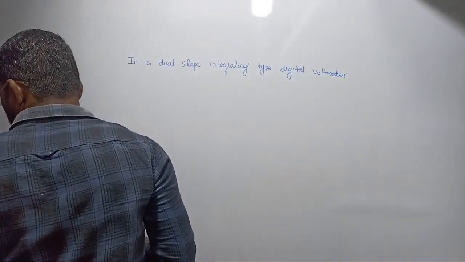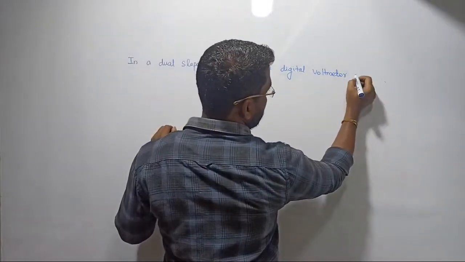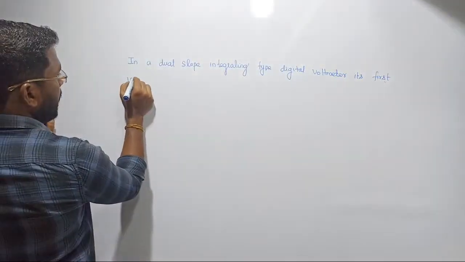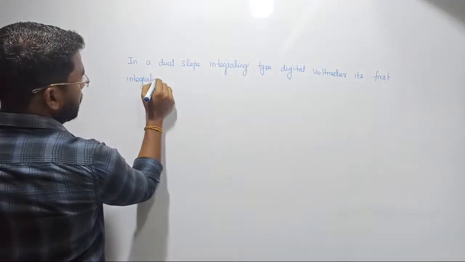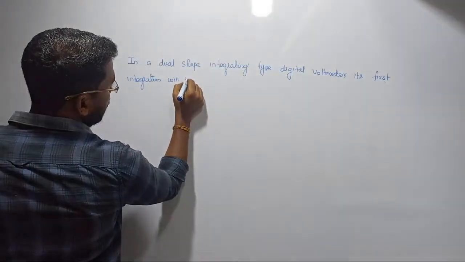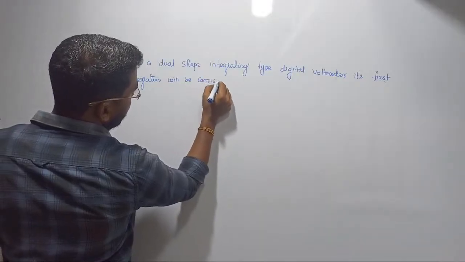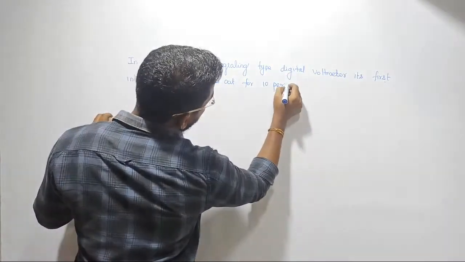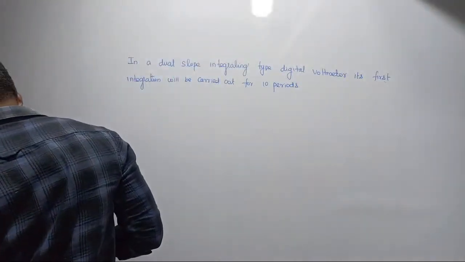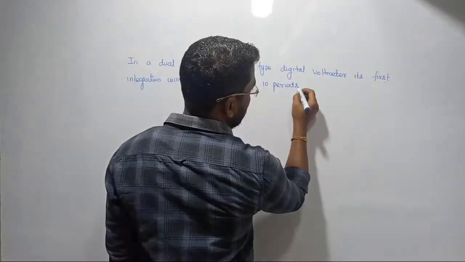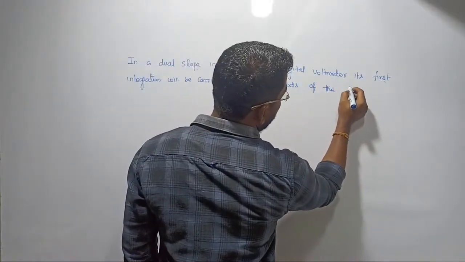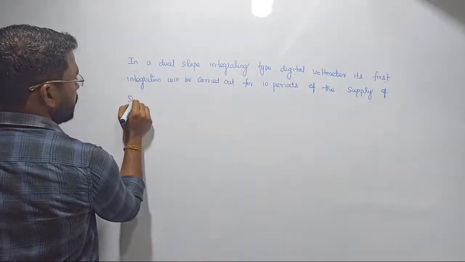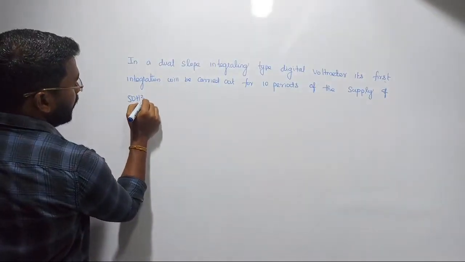In a dual slope integrating type of digital voltmeter, the first integration will be carried out for 10 periods, 10 periods of the supply frequency of 50 Hz, exactly.